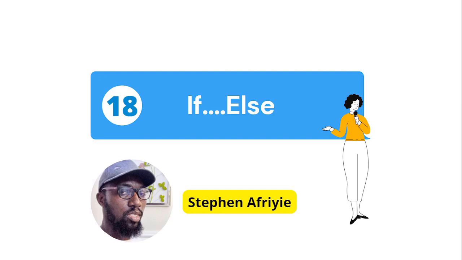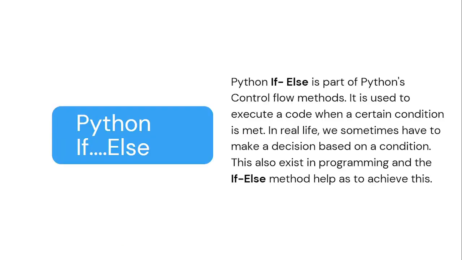In the last video we looked at operations on sets. In this video we'll be looking at if-else in Python. Now Python if-else is part of Python's control flow methods. It is used to execute a code when a certain condition is met.